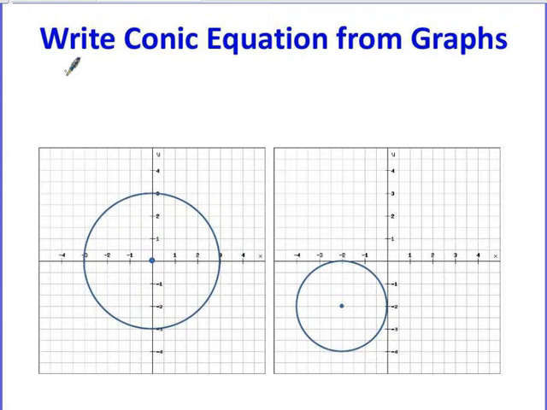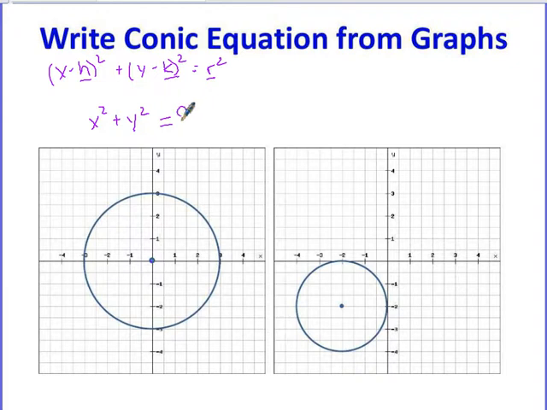Remember, the standard form for a circle is (x − h)² + (y − k)² = r². So I need to fill in h, k, and r. h and k are the center, and then r is the radius. So the center here is at (0, 0). So for this circle, I'm just going to have x² + y². Okay, nothing in parentheses because it's at (0, 0). The radius is 3, to the edge of the circle is 3. So it's going to be equal to r².